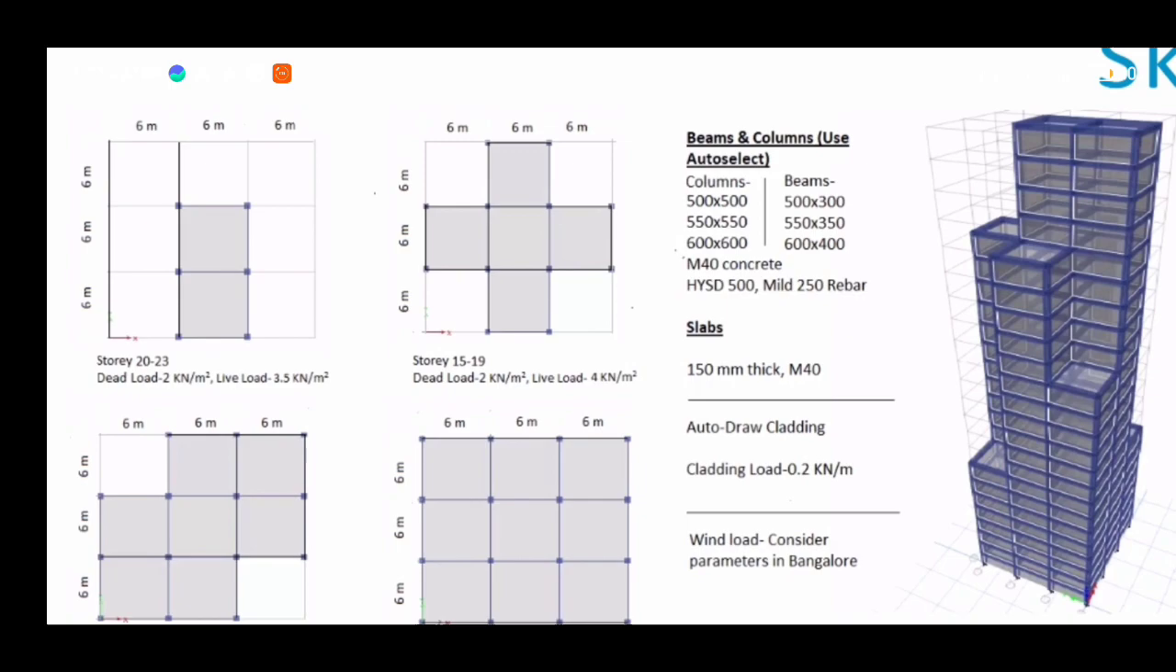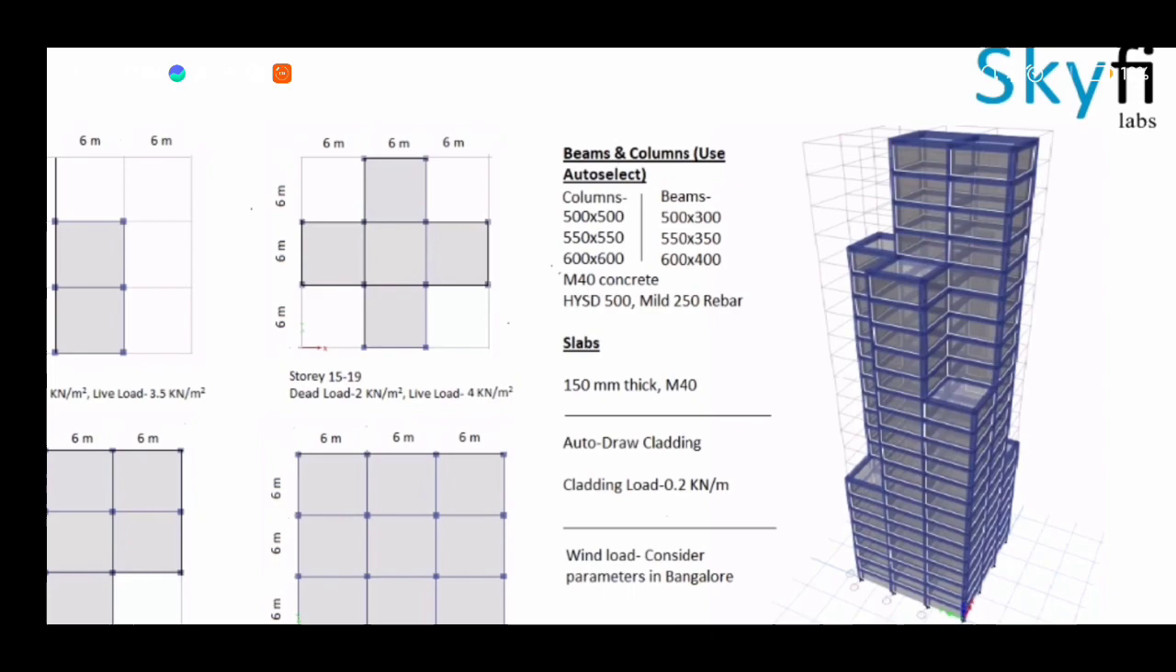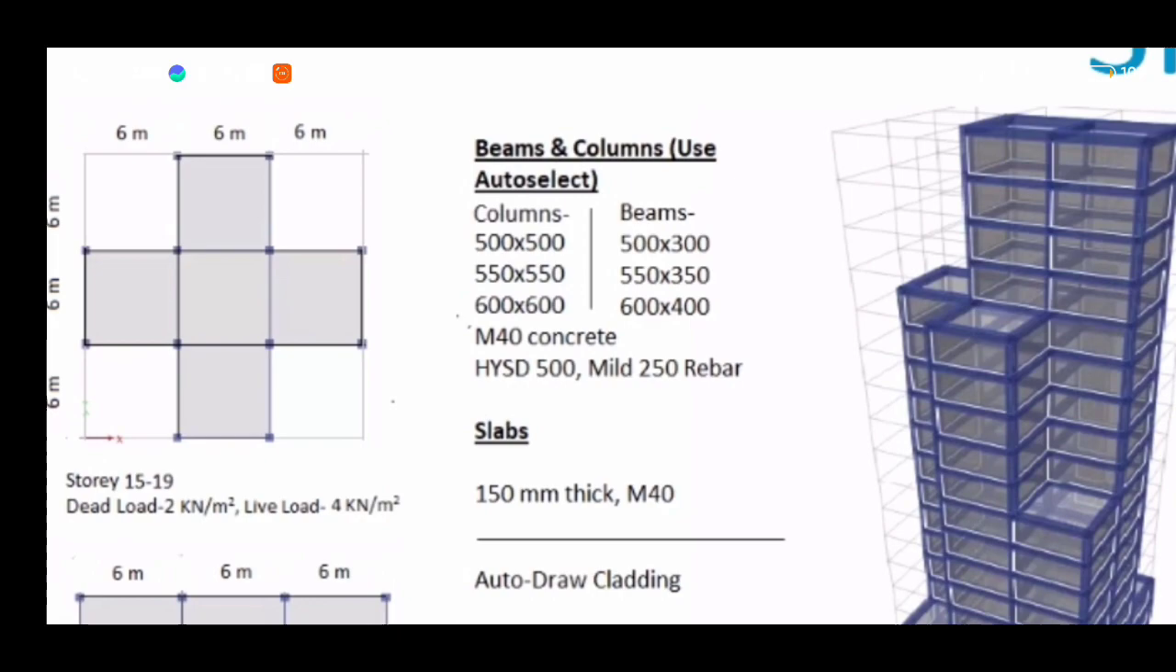Here we are going to use the auto select property function in ETABS. So we will take three dimensions for column and for beam, and the software will auto select which one is best for design. Here the columns are 500 by 500, 550 by 550, 600 by 600. And for beams, 500 by 300, 550 by 350, 600 by 400.